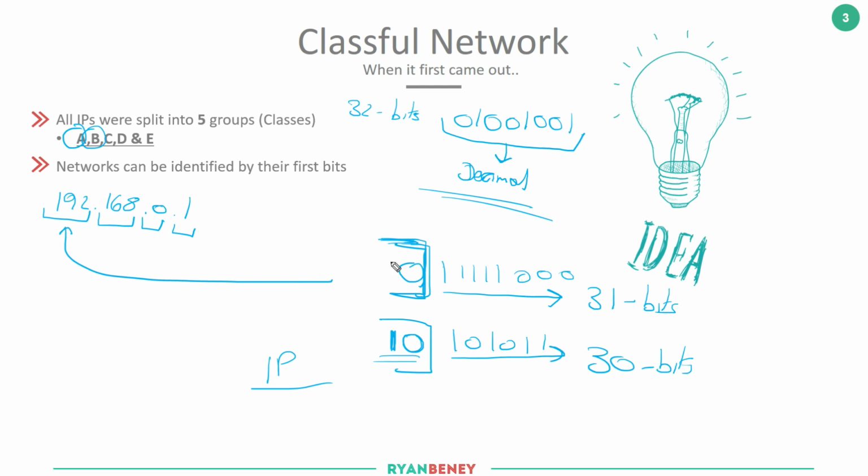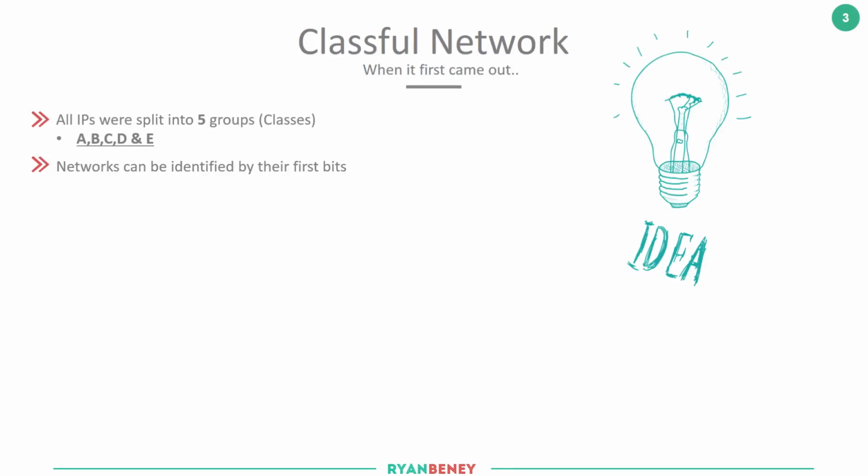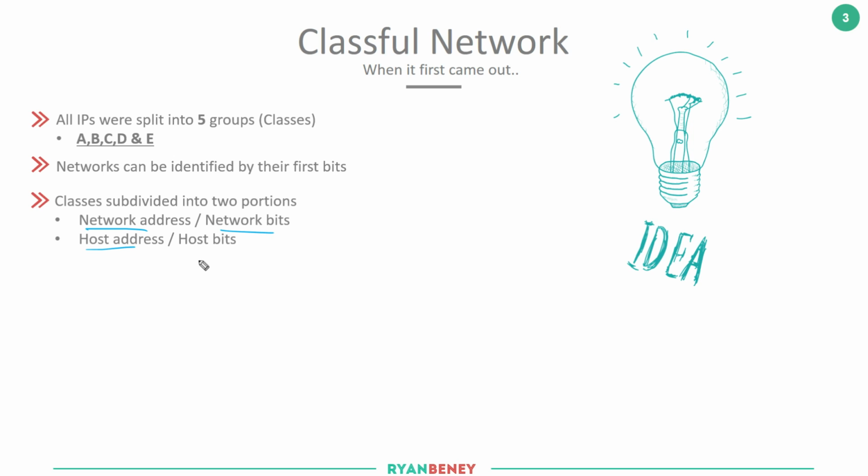And this was an important time, as there was no subnet mask during classful addressing. This came later with the introduction of CIDR, also known as classless inter-domain routing, which we'll get into a bit later in our video series. Classes are subdivided into 2 portions. You've got what's called the network address, sometimes referred to as network bits, and the host address, sometimes referred to as host bits.